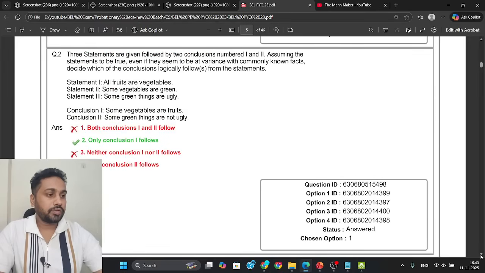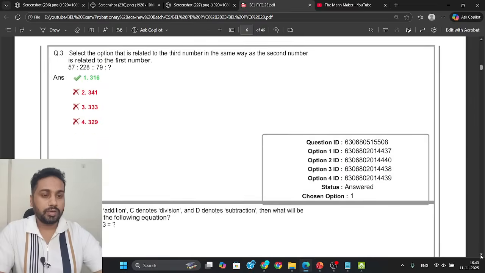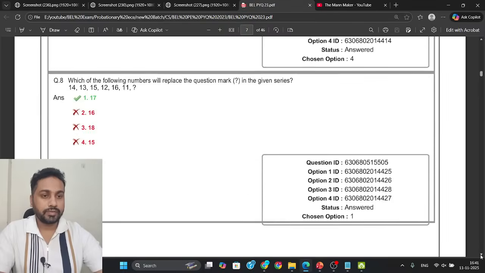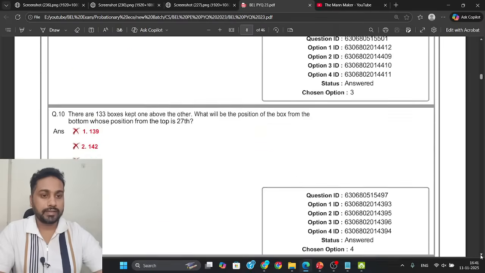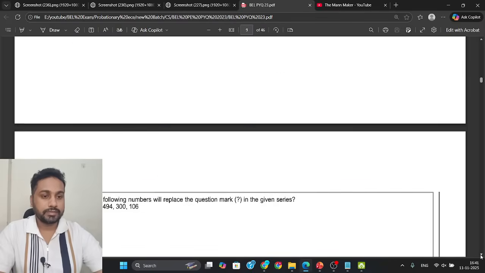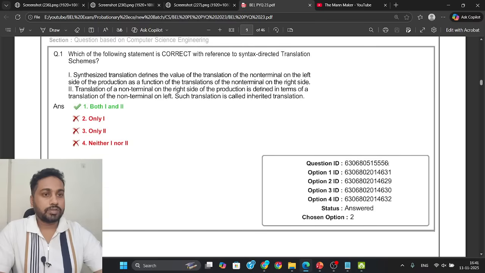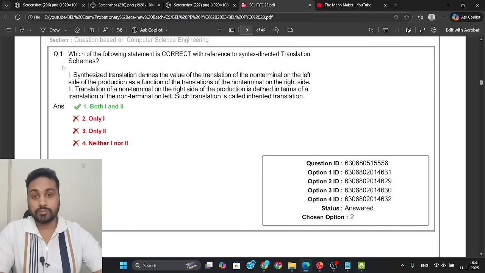So we'll see from question number one. These all are the reasoning parts, so from here we are going to start. This is the technical question paper that you know in your exam. A total 100% technical questions they are going to ask in the exam. So for computer science people, we'll start with question number one.